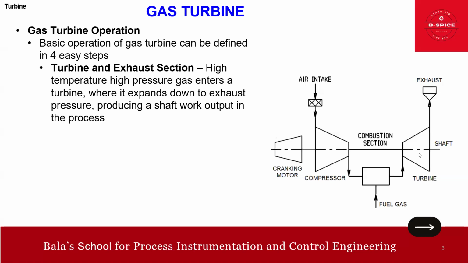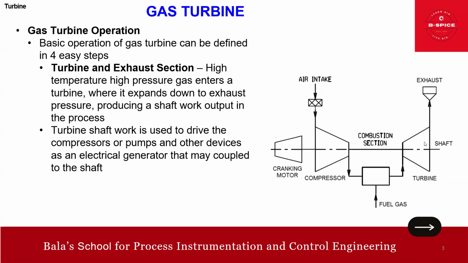Turbine and exhaust section. High temperature, high pressure gas enters the turbine and expands down to exhaust pressure, producing a shaft output in the process. So the turbine shaft work is used to drive the compressors or pumps and other devices such as an electrical generator that may couple to the shaft.